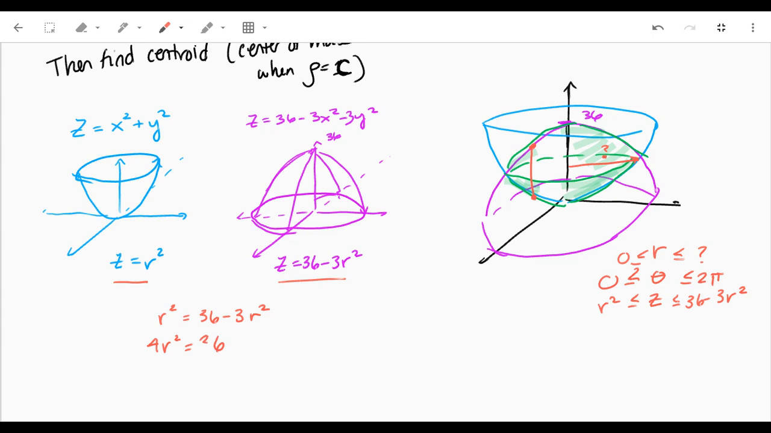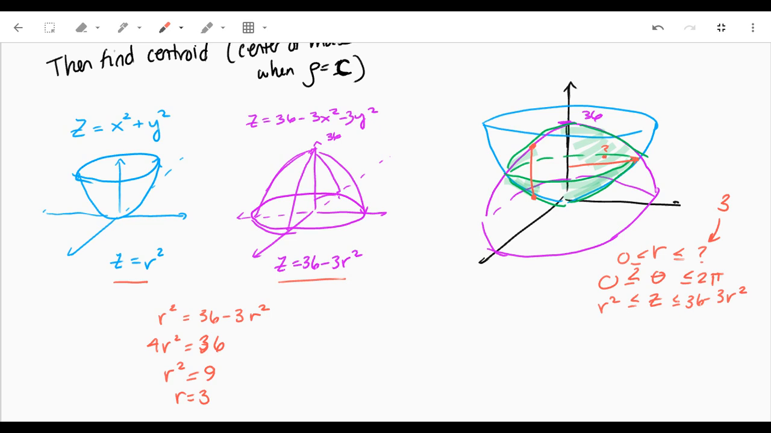So then we'd have 4r squared equals 36, so r squared is 9, and r is 3. So we know that's going to be 3.